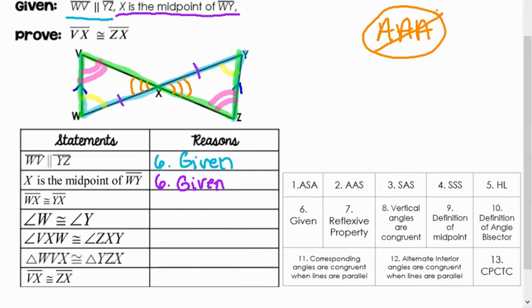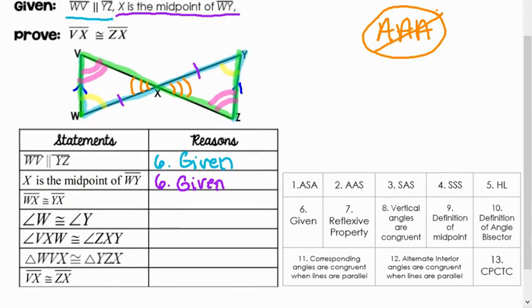Okay, and then it said line segment WX is congruent to line segment YX. Well, you can see there in my purple marks that followed from that purple given statement. Because we knew it was the midpoint, then by definition of midpoint, it means it split it into two equal parts. And definition of midpoint is choice 9 over here, so that's choice 9. Definition of midpoint. And you can abbreviate.